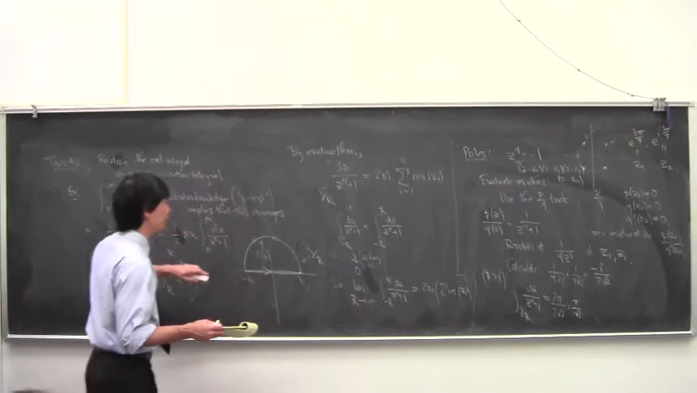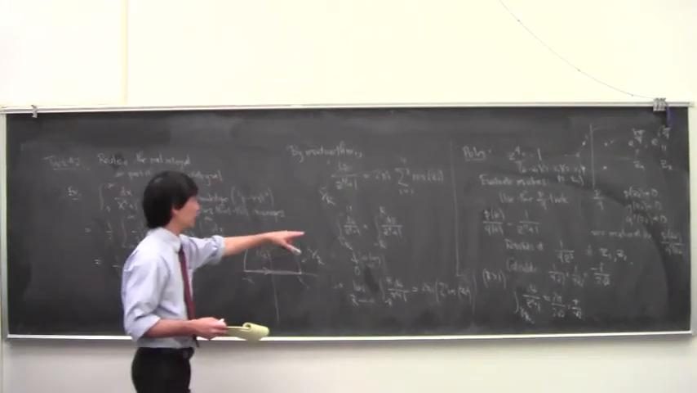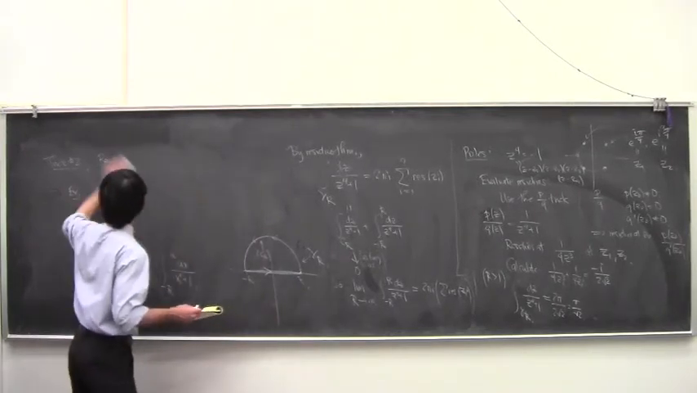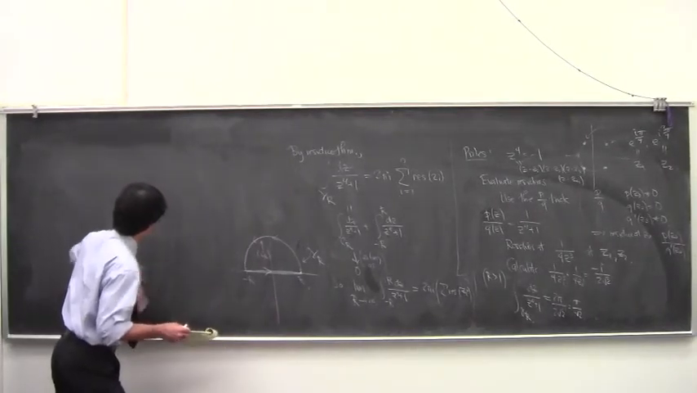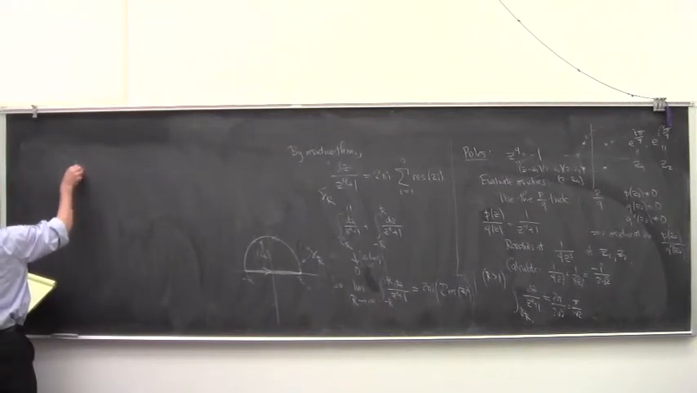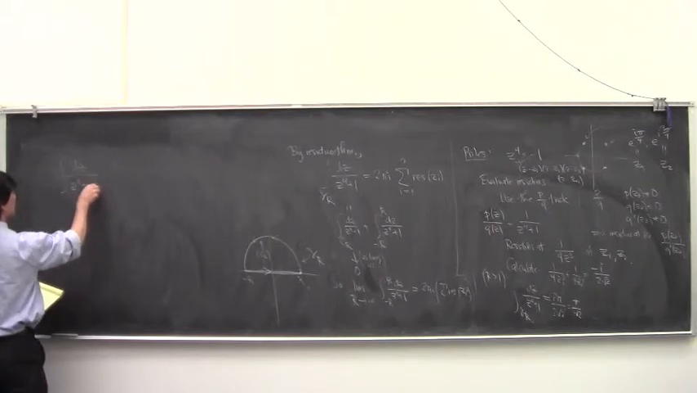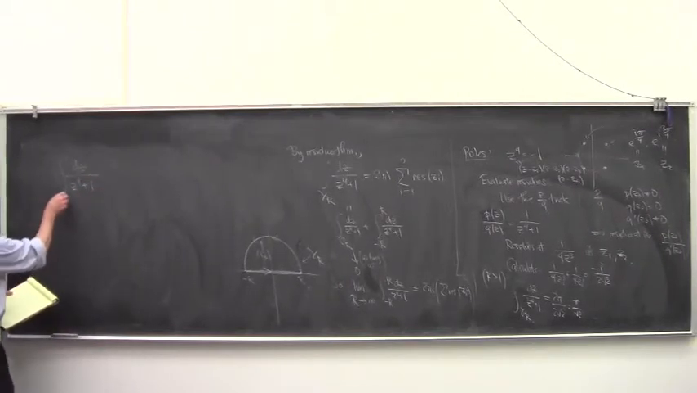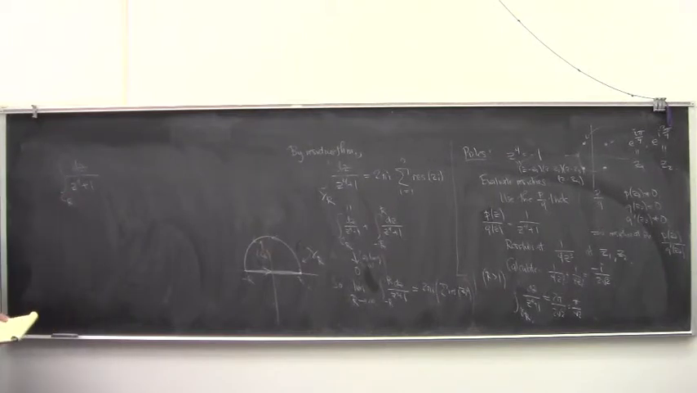Okay, we're not done yet, right? We still need to look at this thing, the integral over C_R of 1 over z to the fourth plus 1, and we want to get some bound on it. How are we going to bound this? How are we going to bound it?